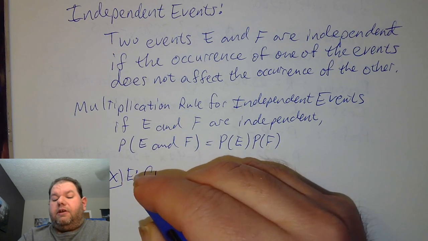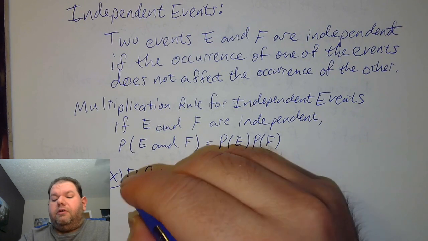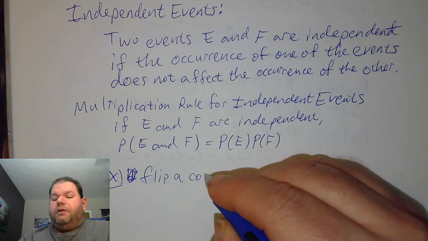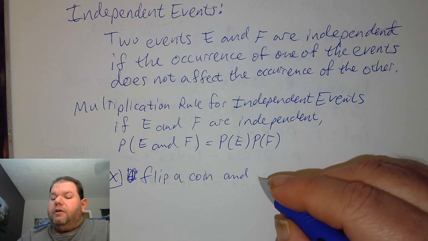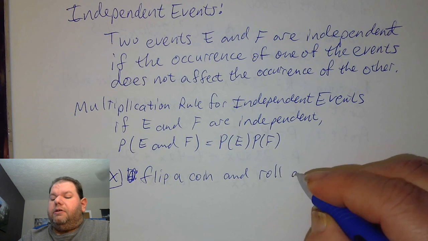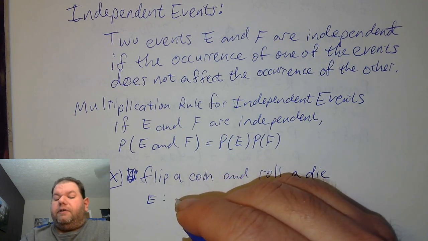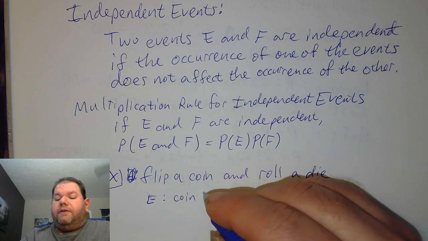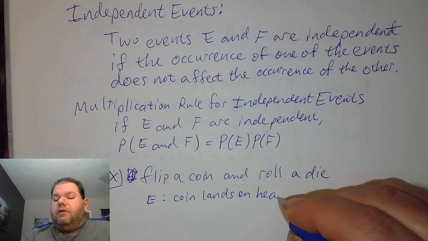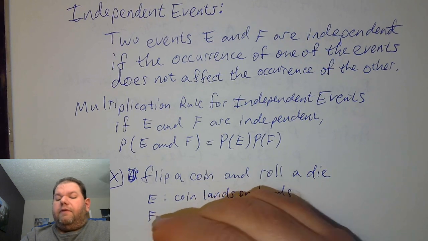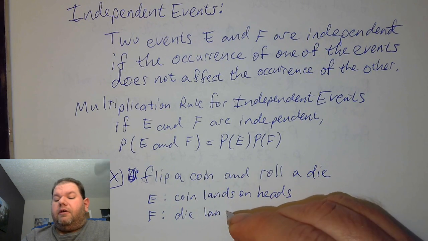So let's say we flip a coin and roll a die. So our event E is that the coin lands on heads. And event F is that the die lands on a 5.